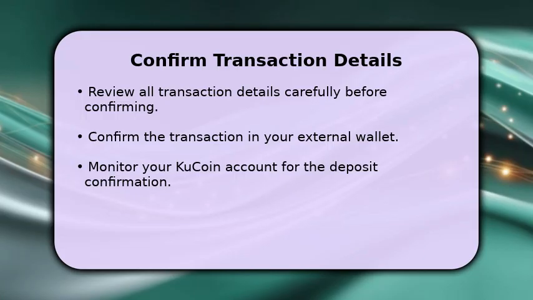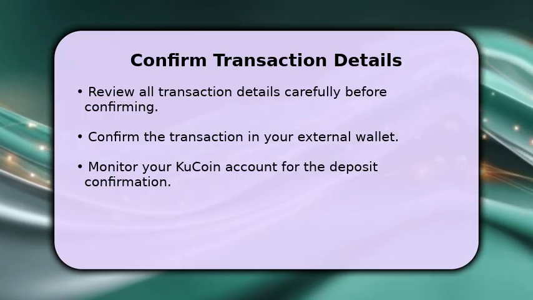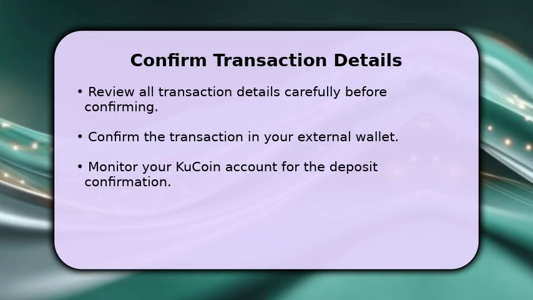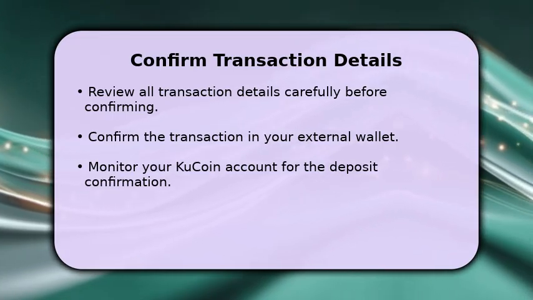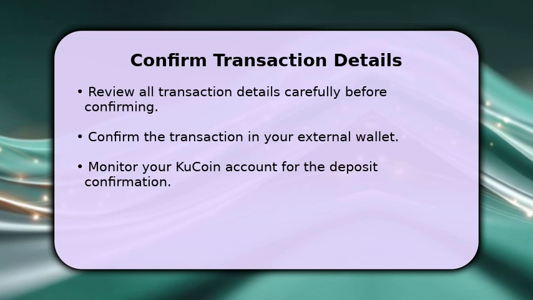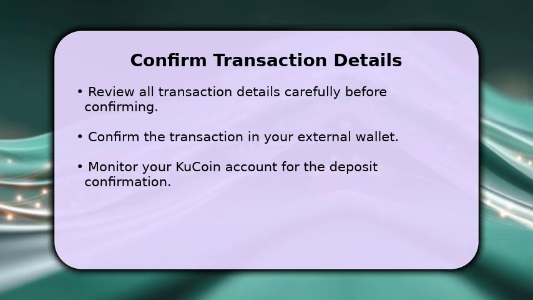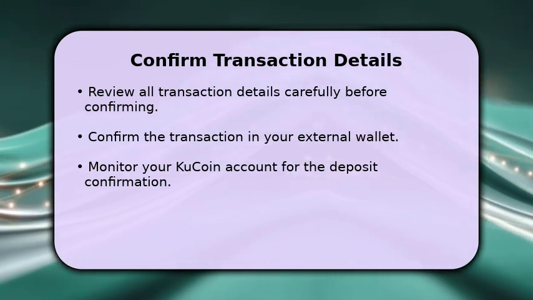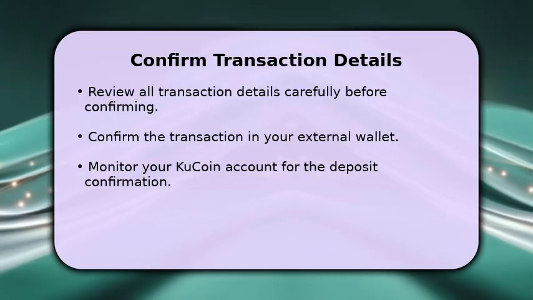Confirm the transaction in your external wallet. The deposit should reflect in your KuCoin account once the network confirms it, which typically takes a few minutes. You can track the status in your KuCoin deposit history. Congratulations, your ZOO tokens are now on KuCoin.